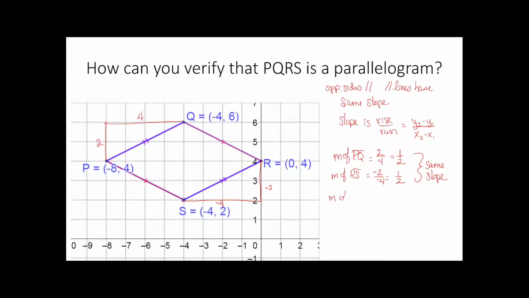Let's check out the slope of PS, excuse me. So from P to S, we are falling 2 and running 4. So it has a slope of a negative 2/4, or negative 1/2. And the slope of QR, we went up 2 from R to Q and left 4. So we have a negative 2 over negative 4, and that reduces to a negative 1/2. These two have the same slope.